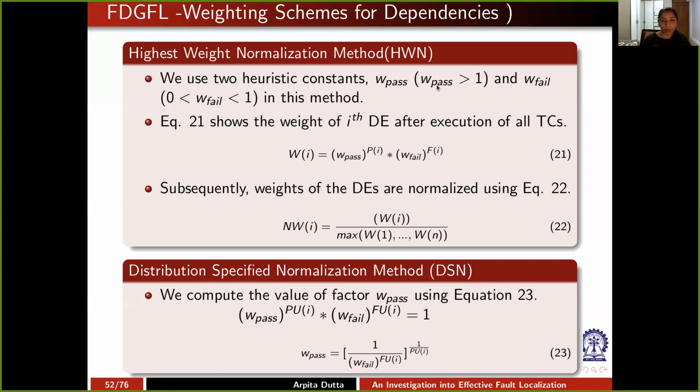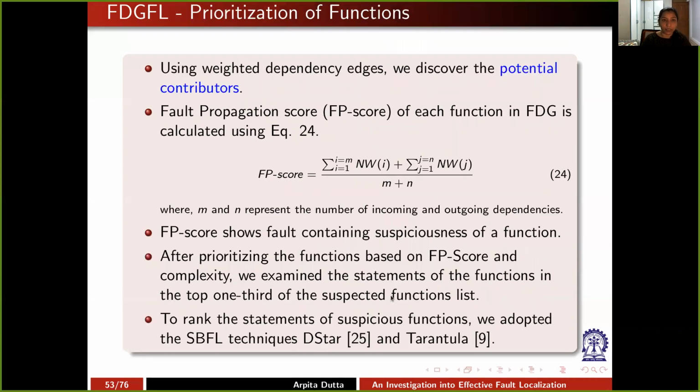After executing all the test cases, we compute the weight of each edge using equation 21, and then we normalize the weight based upon the maximum weight of the edges. Similarly, there is another method for edge scoring. Since we have less time, I am not going into the details.